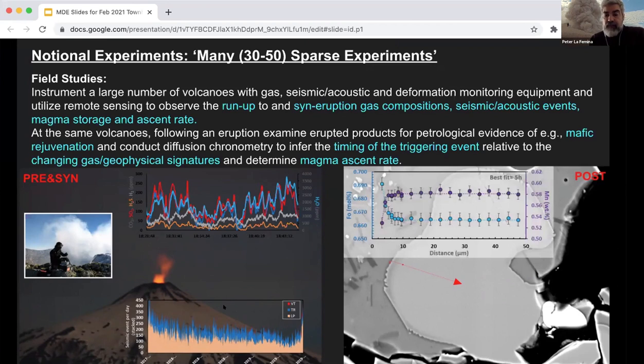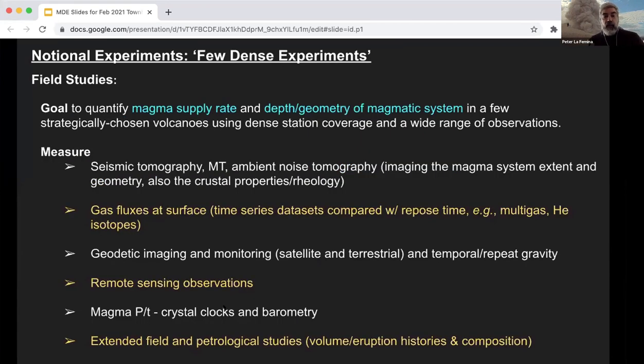The second type of notional experiments is few, but very densely instrumented experiments. And so here, our goal is to quantify, again, magma supply rate, depth and geometry of the magmatic systems, but at a few strategically located systems. In addition, we're going to want to bring all of the instrumentation and goals and hypotheses from the many experiments to dwell on this.